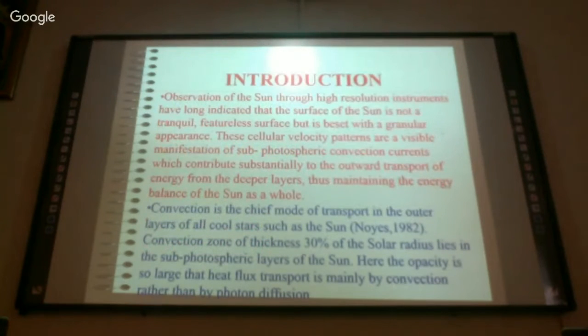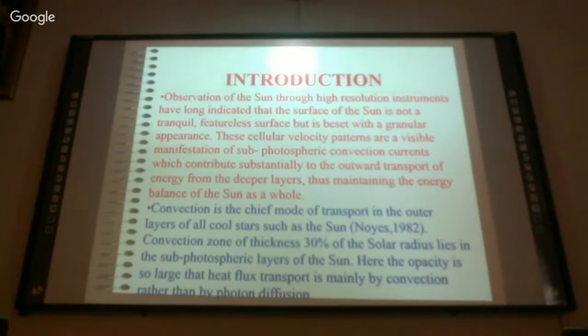So, to give a brief introduction about solar convection. Observations of the solar photosphere through high-resolution instruments have long indicated that the surface of the sun is not a tranquil, featureless surface, but is beset with granular patterns. These cellular velocity patterns are a visible manifestation of the subphotospheric convection currents, which contribute substantially to the outward transport of energy from the deeper layers, thus maintaining the energy balance of the sun as well.